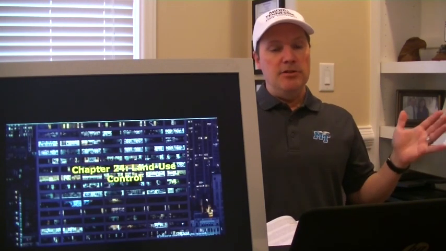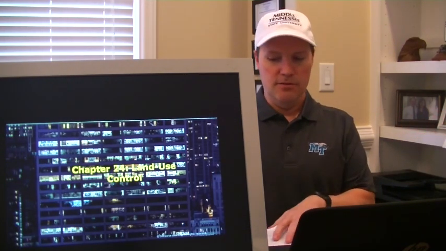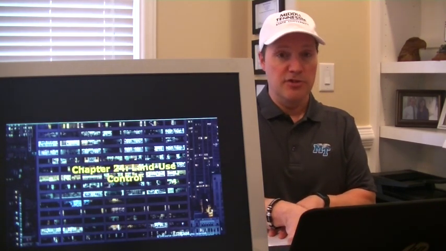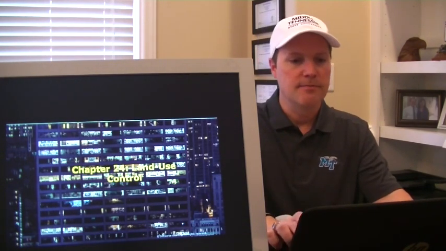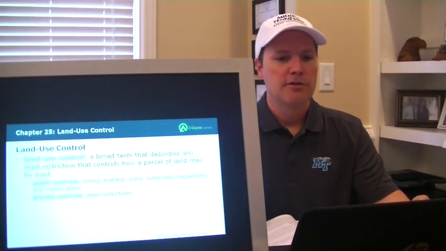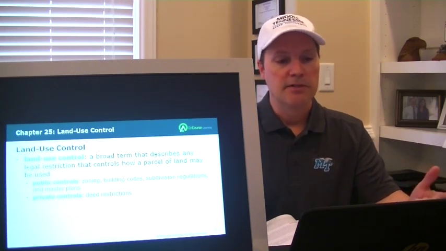Here we go, land use control. The government loves to try to control land use a lot of times because it's in their interest to do so. So let's see what it says. Land use control. A broad term that describes any legal restriction that controls how a parcel of land may be used. Okay? So public controls.